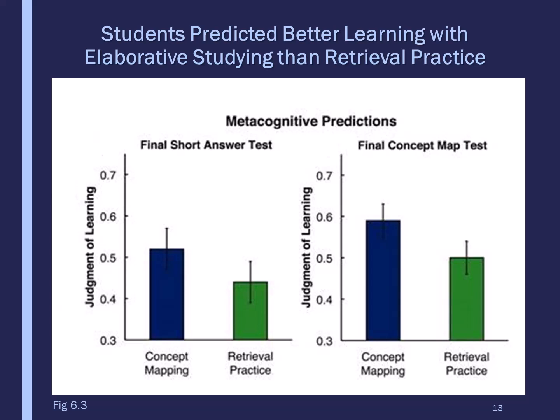So it's not that they thought matching to the tests was important, but they thought concept mapping was a more effective way to study no matter the kind of test that they had to take. And you can see that for both tests, the blue bars are higher than the green bars.